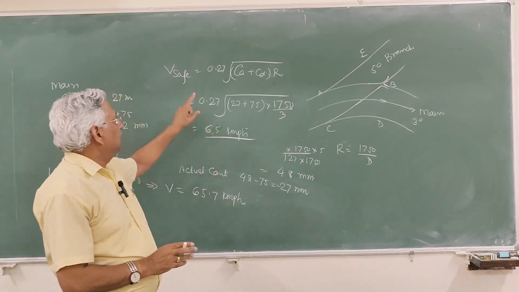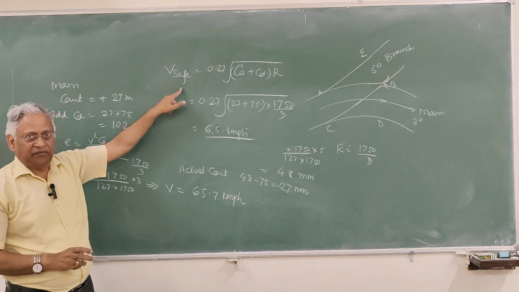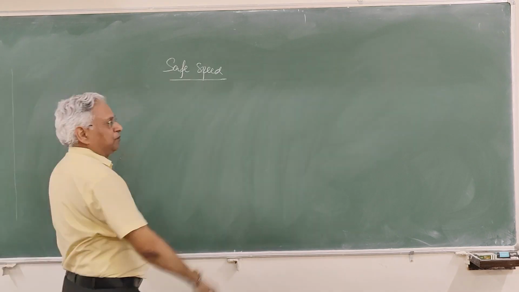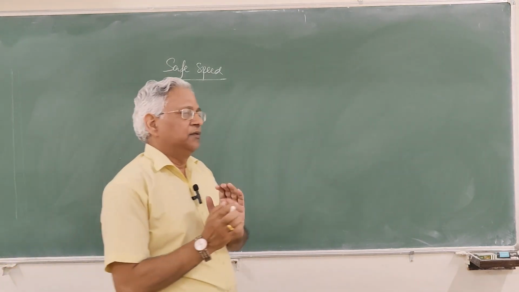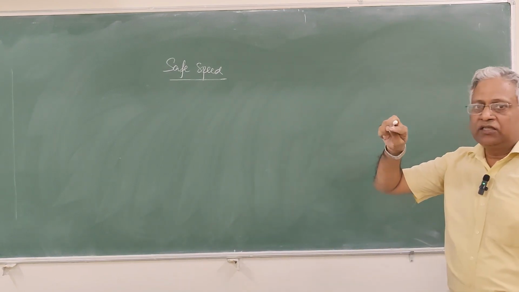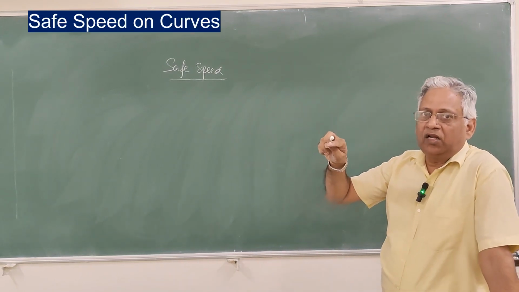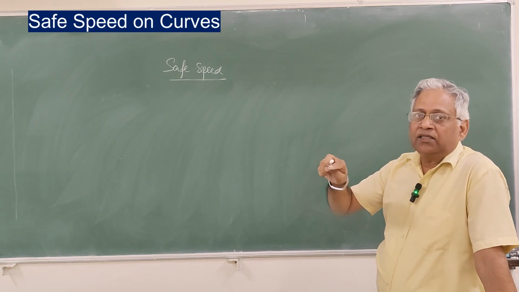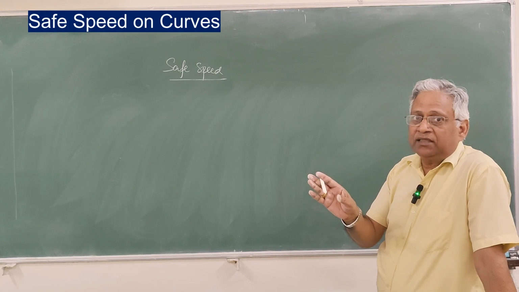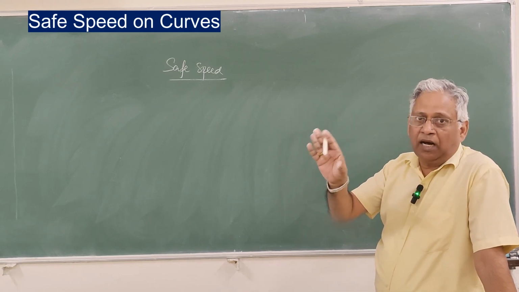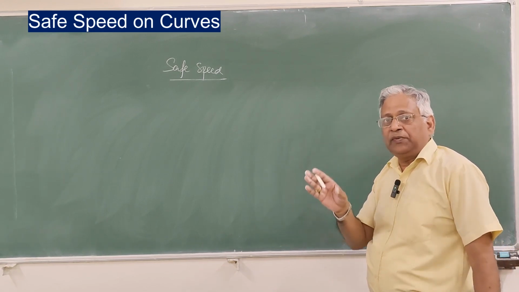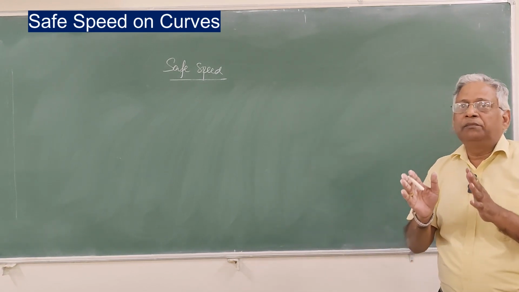Now here I used this equation V safe. Now what is V safe? Safe speed on curves is that speed where there is no danger of overturning of vehicle as well as no danger of derailment. That means the unbalanced component of centrifugal force and unbalanced component of centripetal force remain within permissible limit.